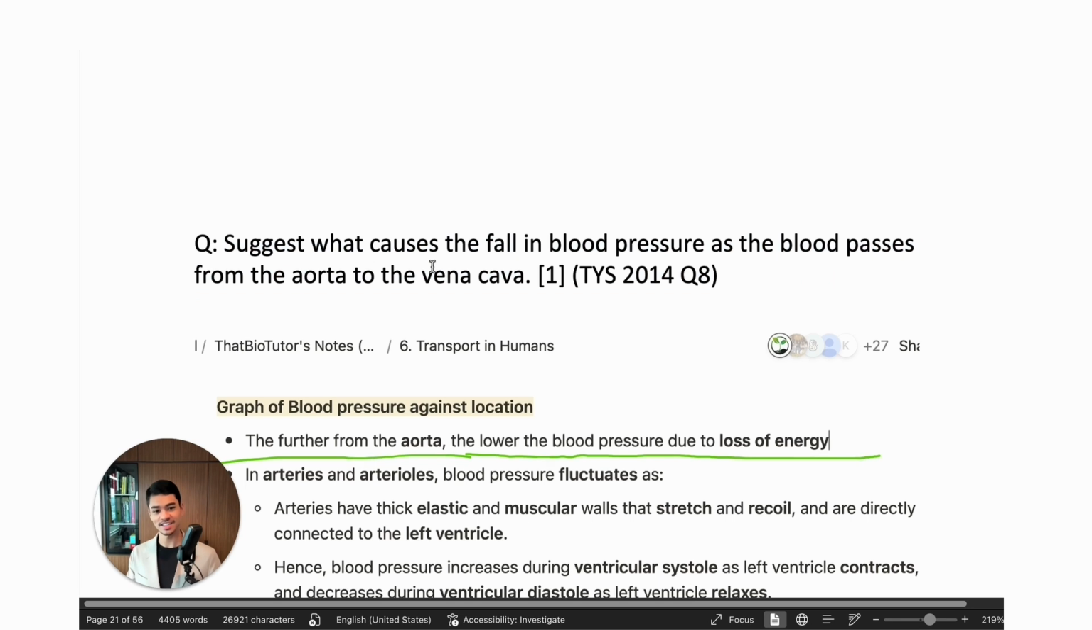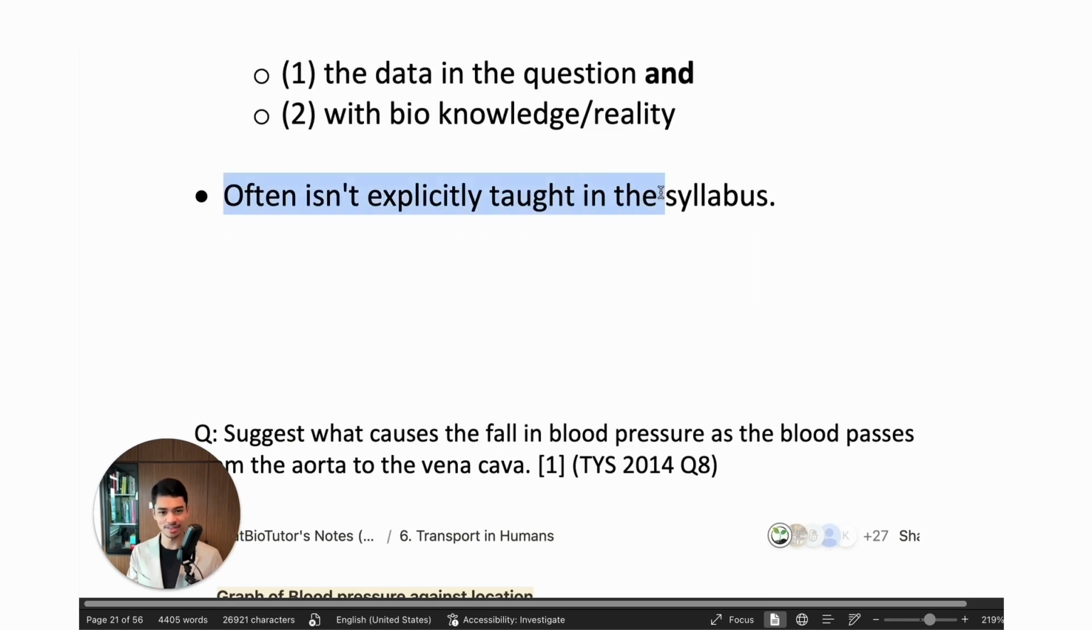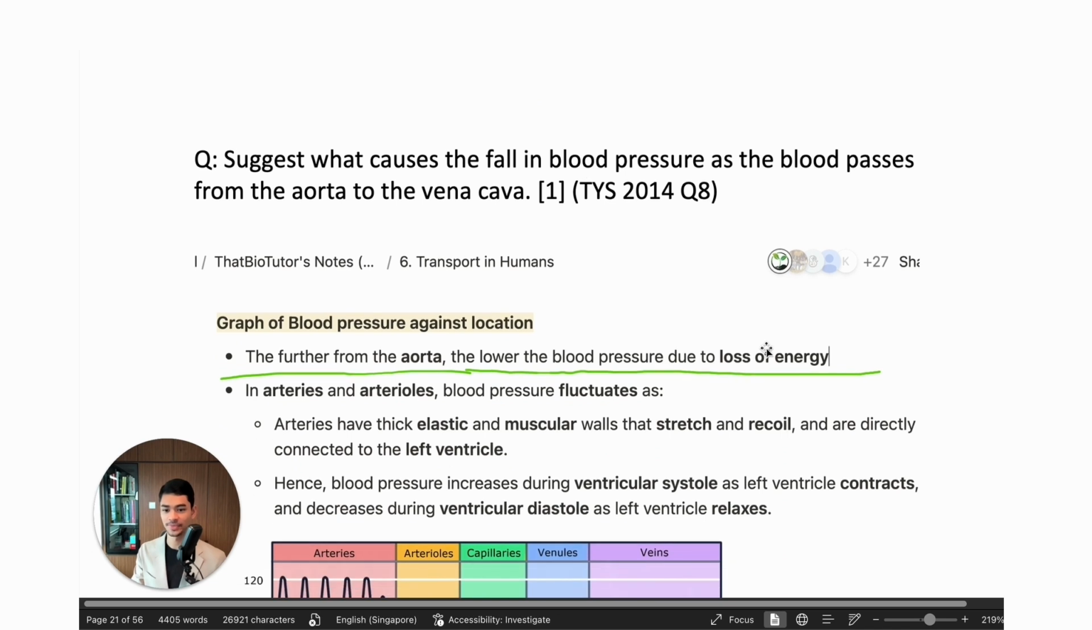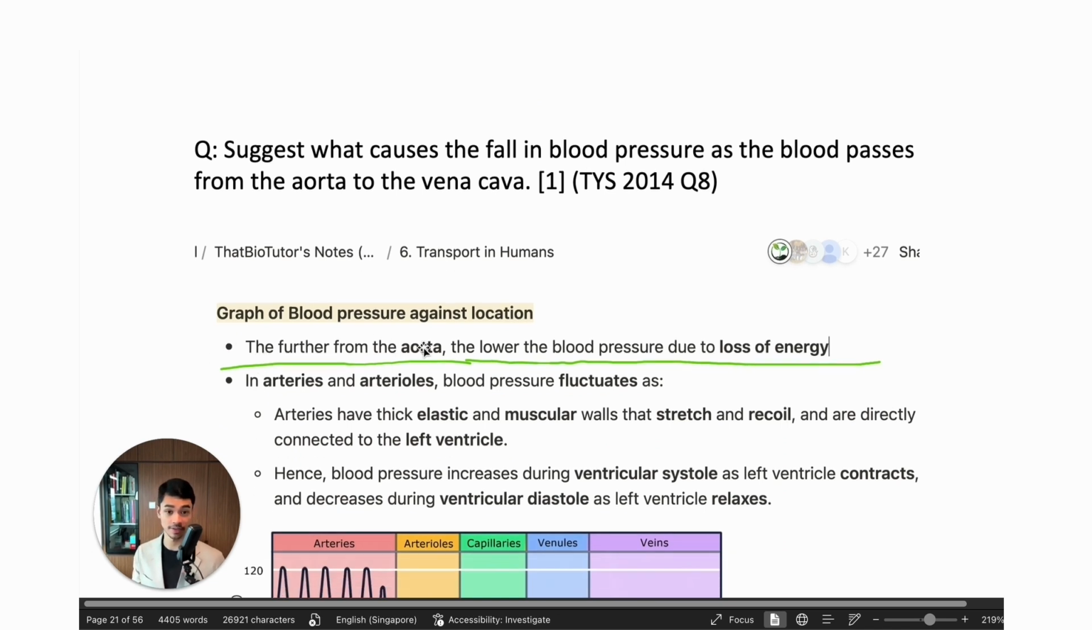So this one, though it's not explicitly taught in the syllabus, you can learn it. So it's in our notes. I put it in our notes already. And the reason is the further from the aorta, the lower the blood pressure will be due to loss of energy. So that's basically the reason, loss of energy, and it's 1 mark. So that's enough already. That's the answer.